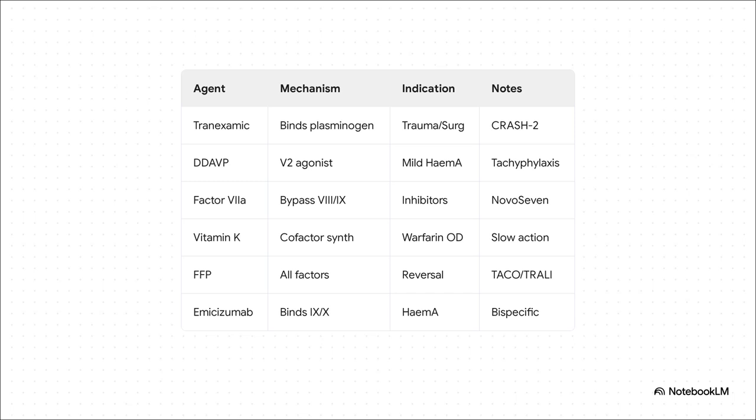Finally, our absolute game changer here, emicizumab. This is a bispecific antibody. It works by simultaneously binding activated factor IX and factor X, literally physically linking them together.